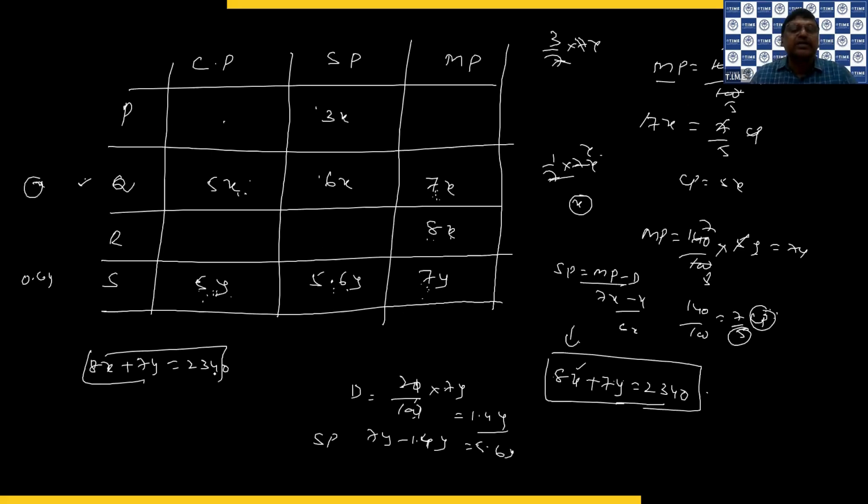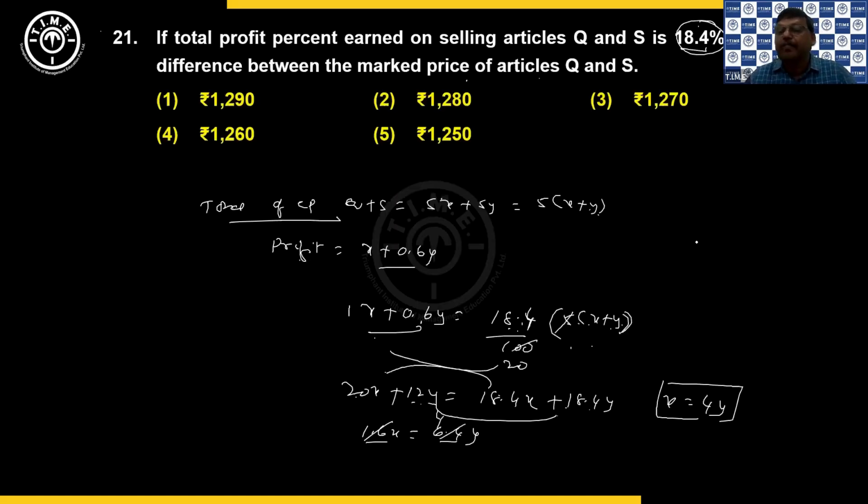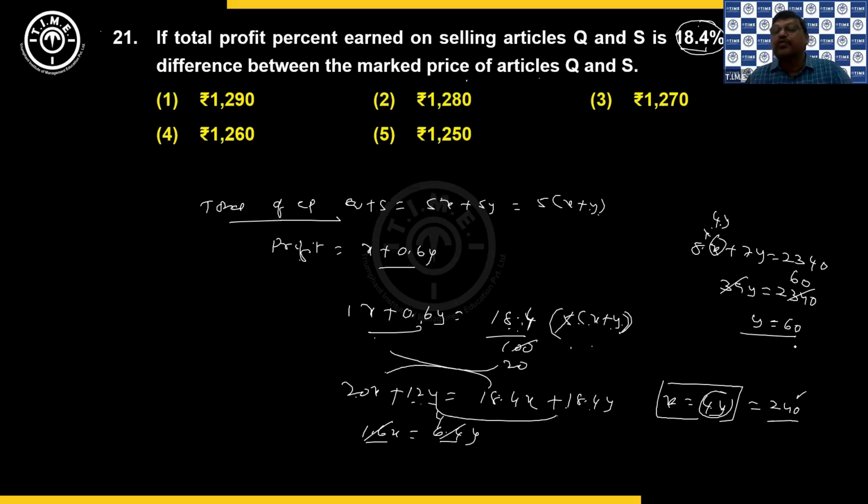You know, students, 8x plus 7y is 2340, you said. If x is 4y, I substitute 4y in place of x: 8 times 4 is 32y plus 7y, so 39y is equal to 2340. Then 39 times 60 gives 2340, so y is equal to 60. If y is equal to 60, x is equal to 4 times 60, which is 240. So x is 240, y is 60.